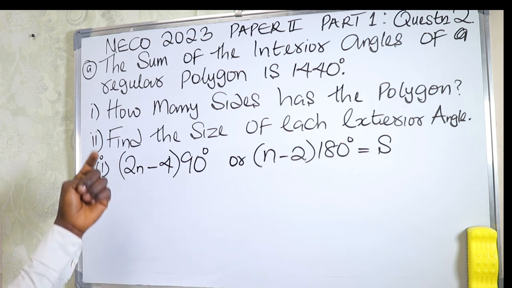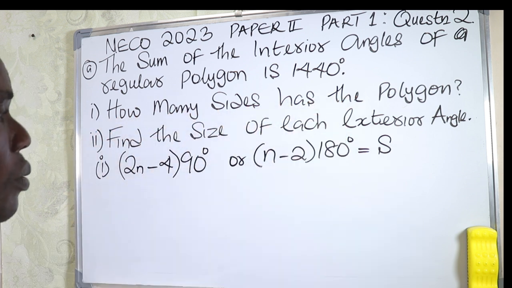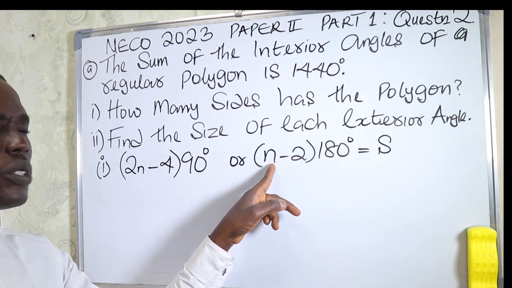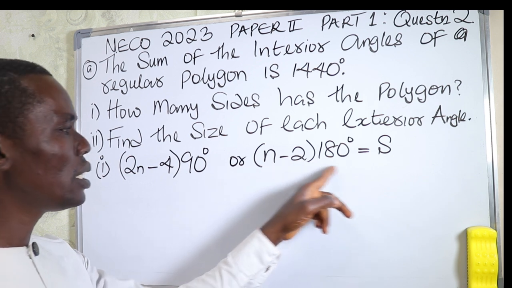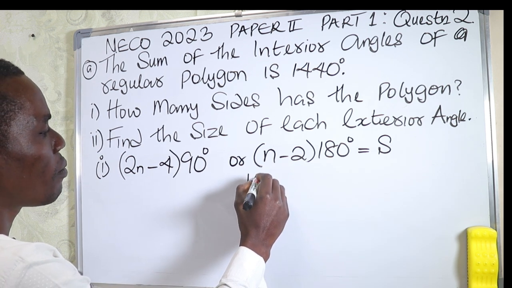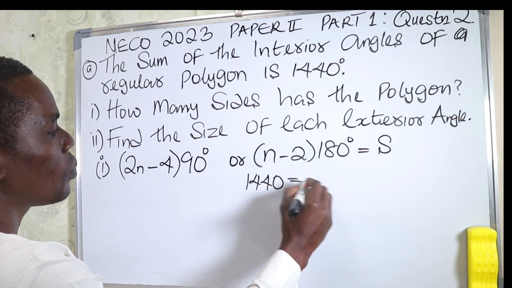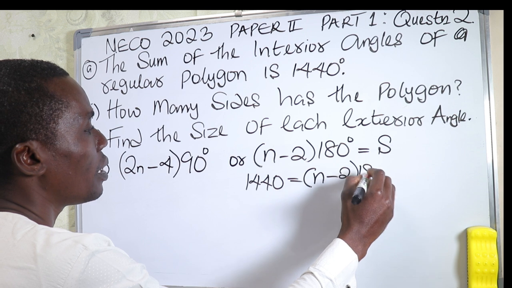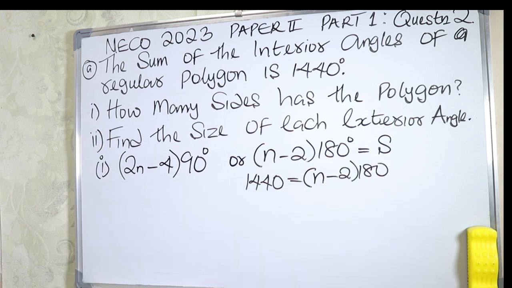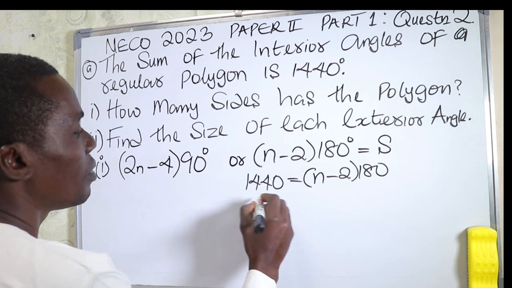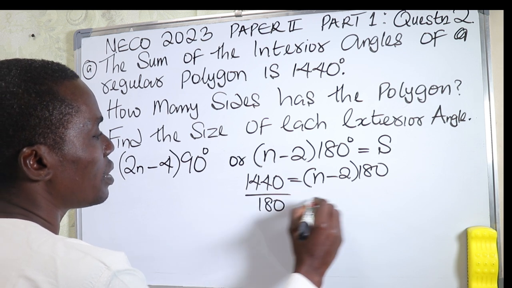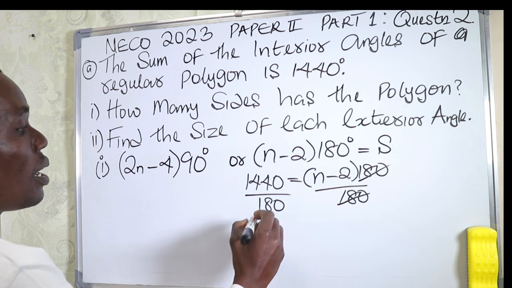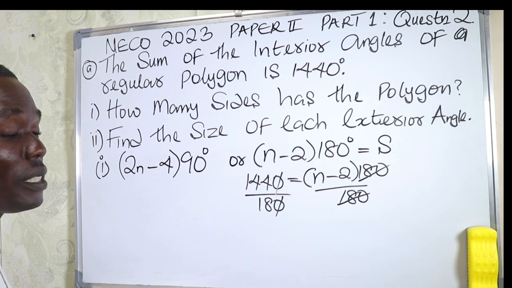1440. And so we are asked to calculate how many sides the polygon has. From this formula, you can see that we can find the number of sides. So the question seems so easy. If we take this one, we can have 1440 equal to the number of sides we don't know minus 2, multiplied by 180. We simplify that by first dividing both sides by 180 to clear the 180.